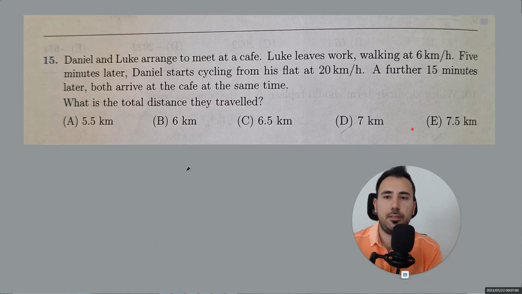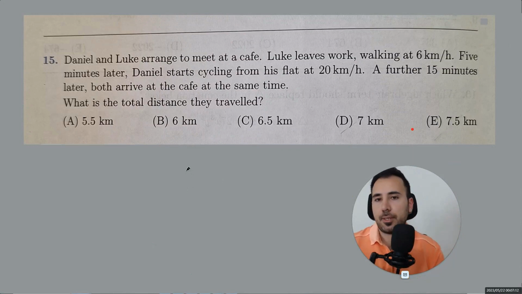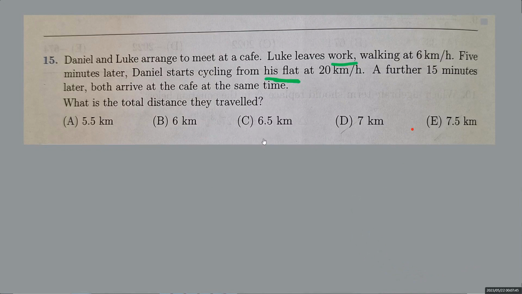D and L arranged to meet at a cafe. Luke leaves work, walking at this speed. 5 minutes later, D starts cycling at his flat. You see, they're not going from the same places. Okay, and then a further 15 minutes later, both arrive at the cafe at the same time. What is the total distance traveled? Much, much easier than the previous question.